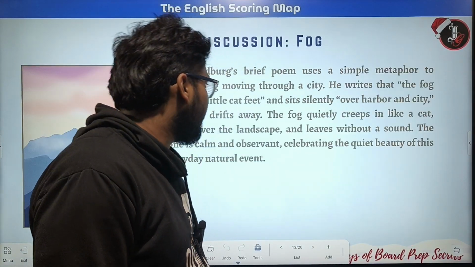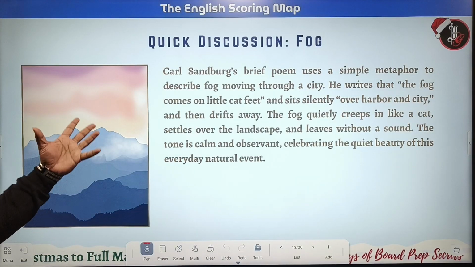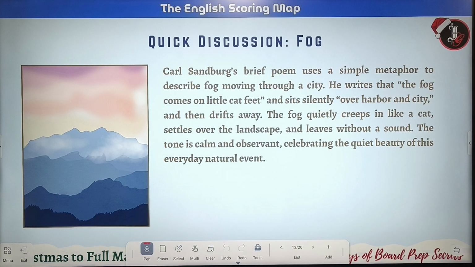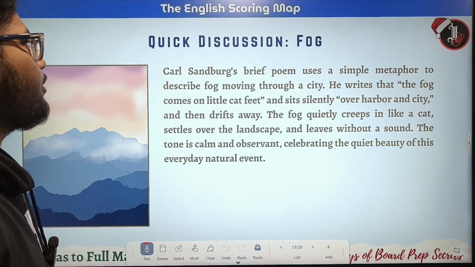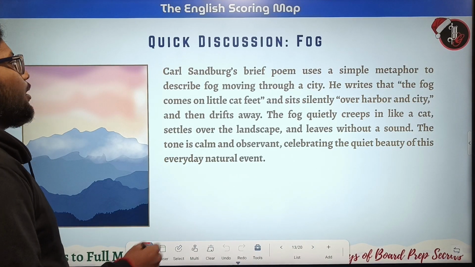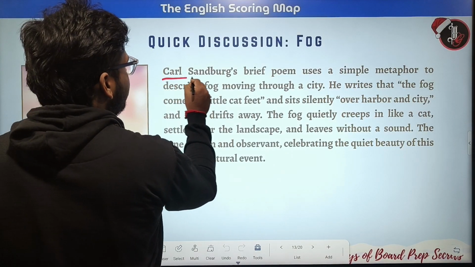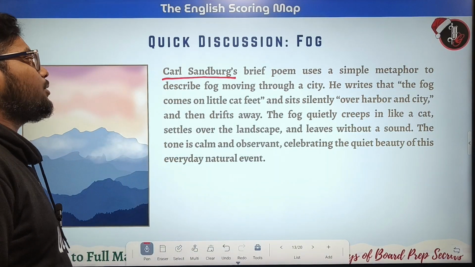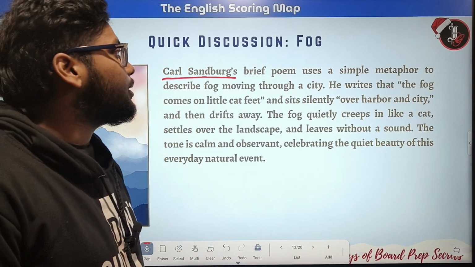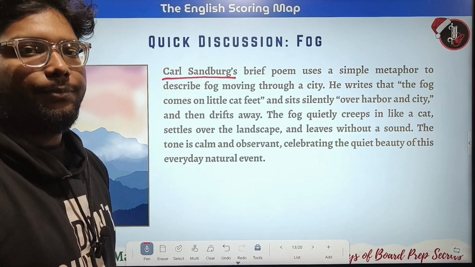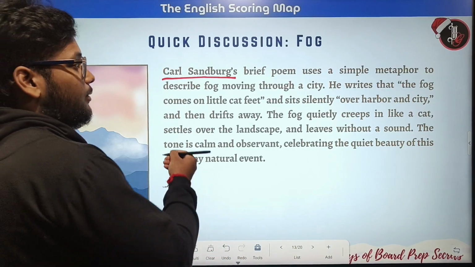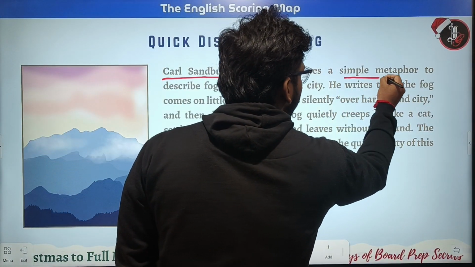Moving on to the next topic, which is Fog. Now, Fog is a very small poem, right? It's very small, so let's discuss it very quickly. Fog by Carl Sandburg. Carl Sandburg's brief poem uses a simple metaphor to describe fog moving through a city. So it's a very simple metaphor.